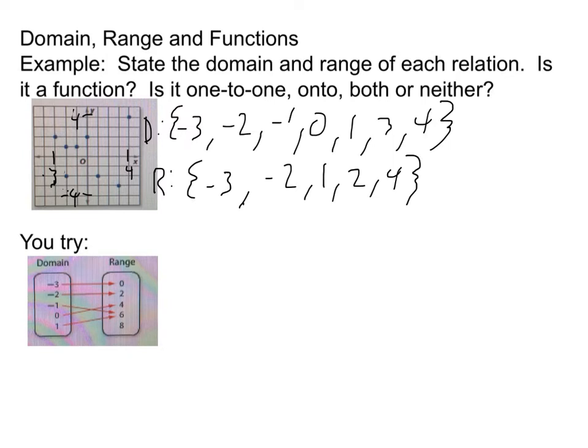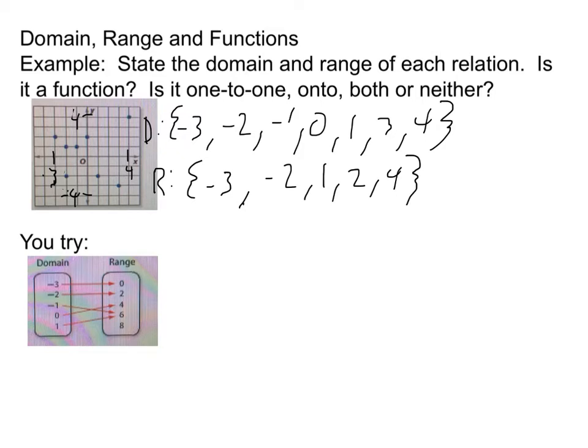Okay. So this one, if you look at this, for every input, there is at most one output. So it is a function. So we will have to test to see if it's one-to-one, onto, or both. State the domain. The domain is pretty much already stated for us there. It's -3, -2, -1, 0, 1. And then the range is 0, 2, 4, 6, 8.